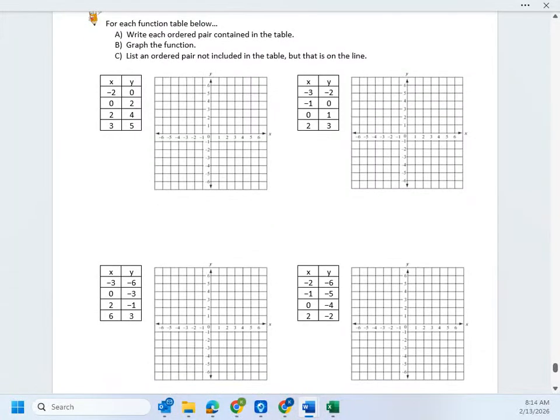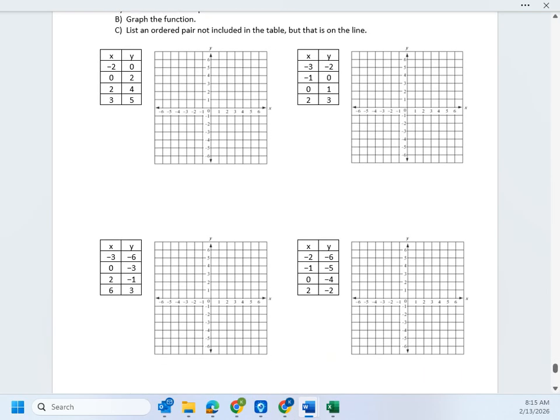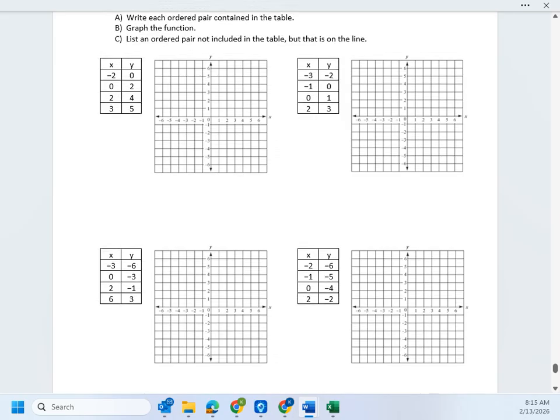So for each function table below, we're going to write each ordered pair that's in our table. We're going to graph the function. Then we're going to use what we know about the slope and find an ordered pair that wasn't in the function table. So let's see what that's going to look like. Let's look at our first one. Any guess as to what our first ordered pair would be? Jack? Negative 2 and then 0.